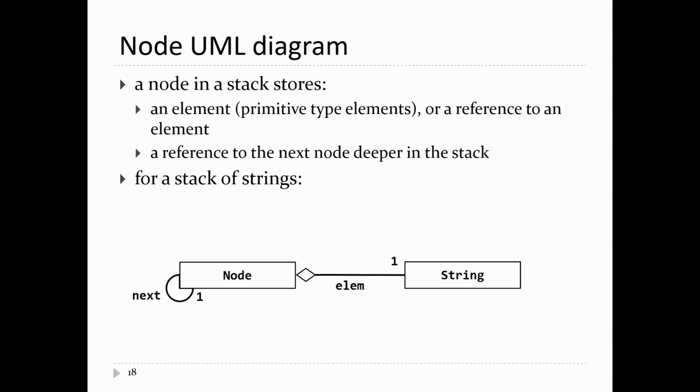Now a node also has a reference to the next node. So every node has a reference to one other node, the next node. And so that field is going to be called next. Notice that this is association. It's not aggregation. So this is saying that a node has a reference to the next node, but it doesn't own the next, or it's not made up of the next node. Node aggregation string means that a node is made up of a string, and has a reference to the next node.